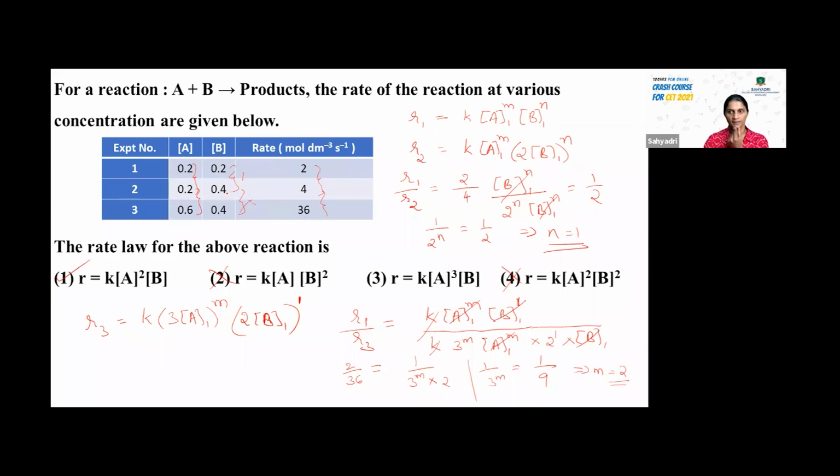Devika, B power is 1, I'm telling. B to the power 1. What is your doubt I'm not getting? I've clearly answered this. We have worked out this, right? N is equal to 1. What is N? N is the power, B. Devika, what is your doubt?